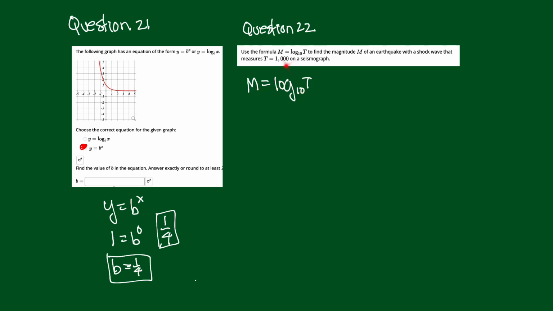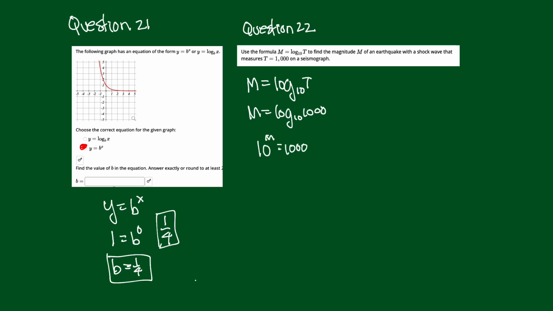Now here's what we know. T is 1,000. All right, so m is equal to the log base 10 of 1,000. Now keep in mind, logarithms are exponents. So the exponent here is m. It goes on that base. So let's convert it to 10 to the m, some power, is equal to 1,000.